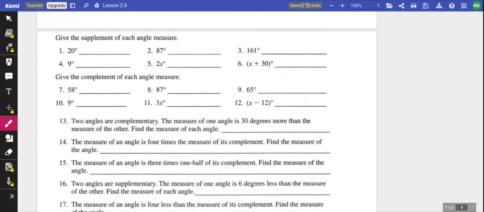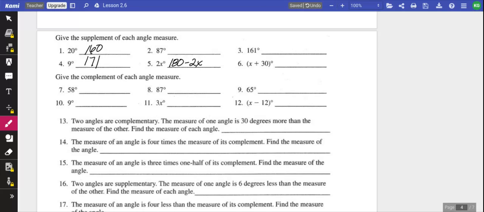Okay, we're going to start here pretty easy with give the supplement of each angle measure. So remember, we're trying to figure out what makes two angles into 180. So the supplement here would be 160. This would be 171, and so on. Number 5 gets a little bit tricky. So the supplement of 2x would actually be whatever 180 minus 2x is.